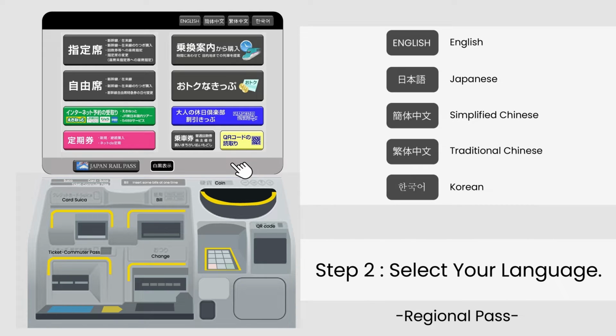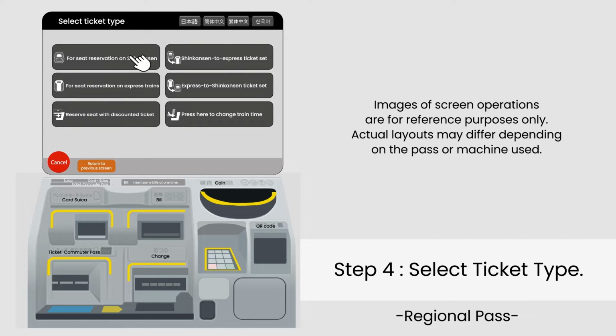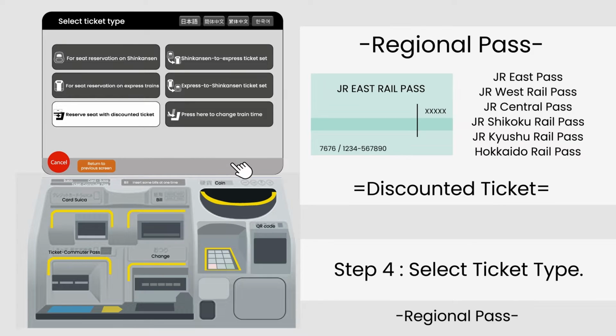Step 2. Select your language. Most ticket machines offer an English language option, which can be accessed by locating and pressing the English button. Step 3. Select the type of ticket. Select the Reserved Seat button. Step 4. Select ticket type. Select the reserved seat with discounted ticket. Your regional pass is your discounted ticket.